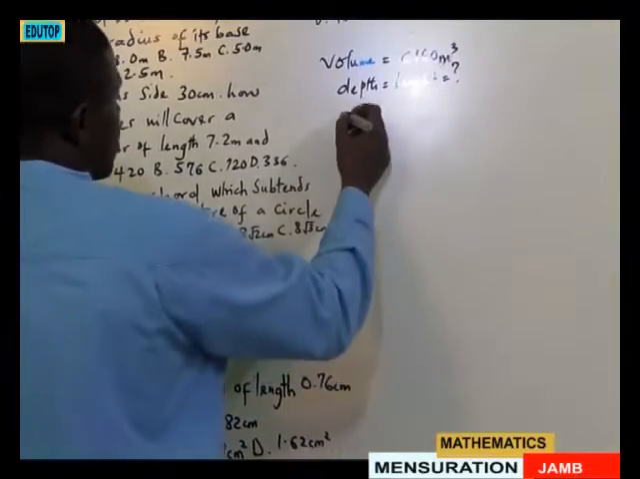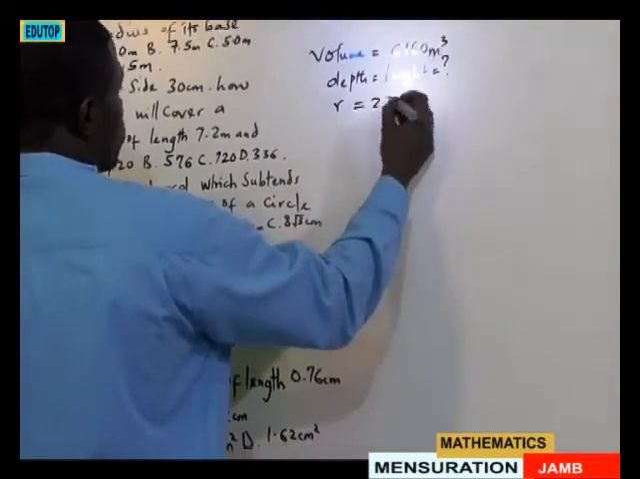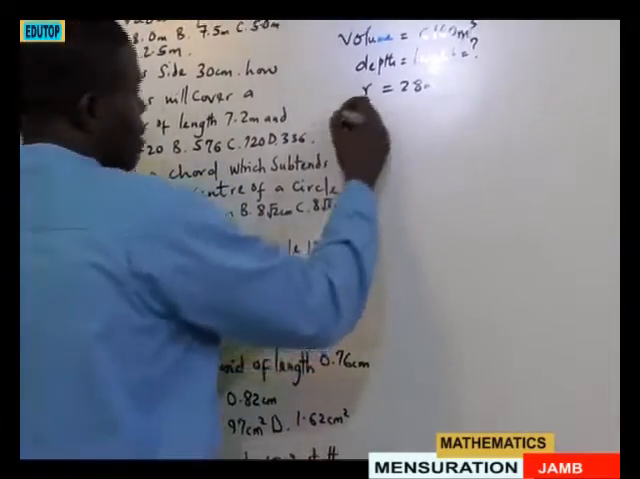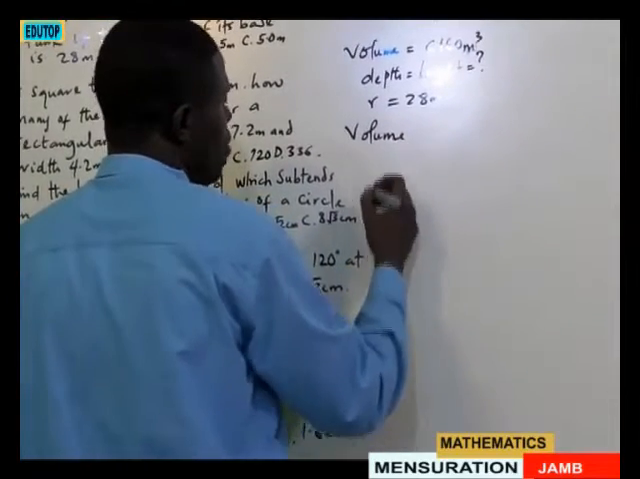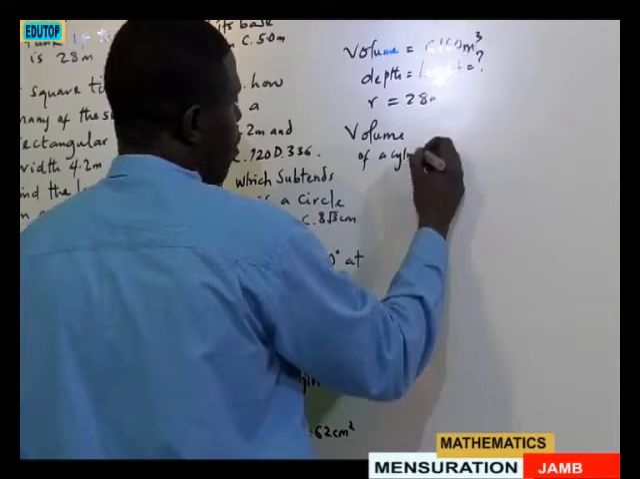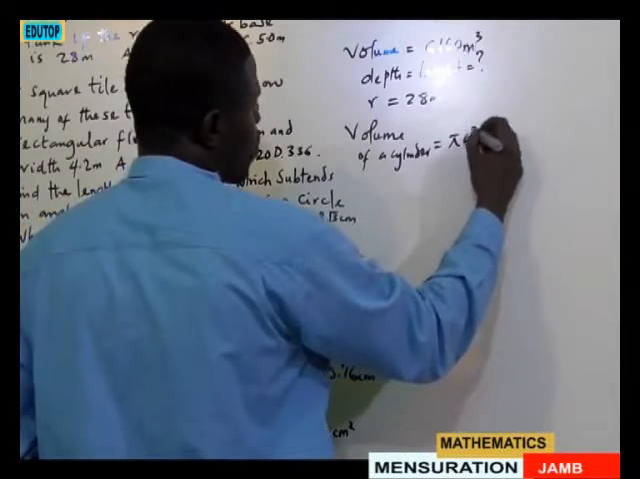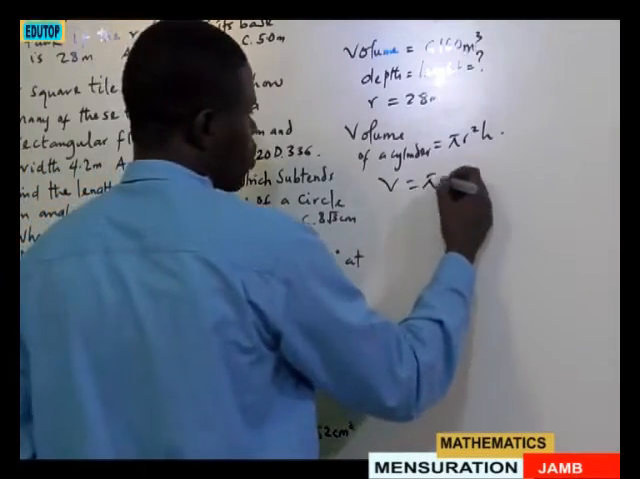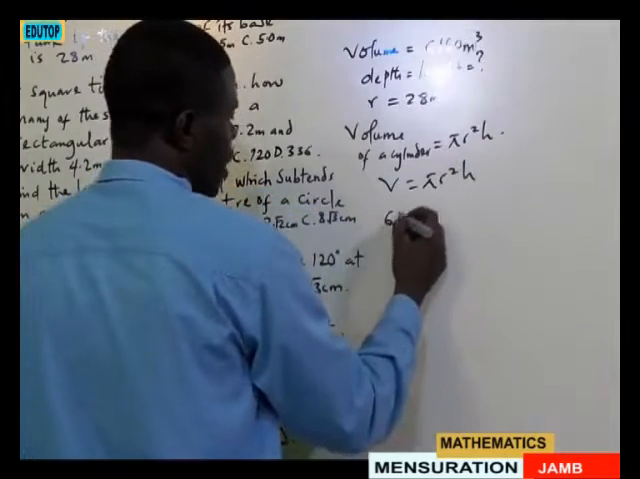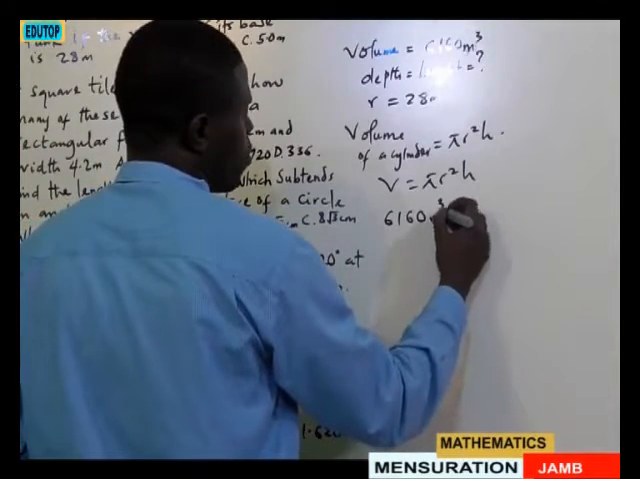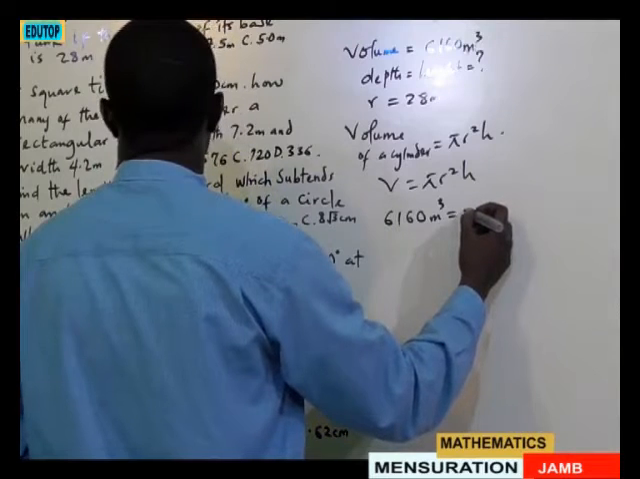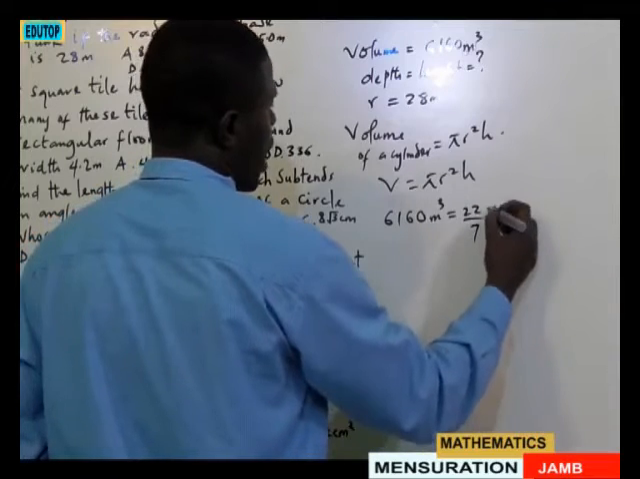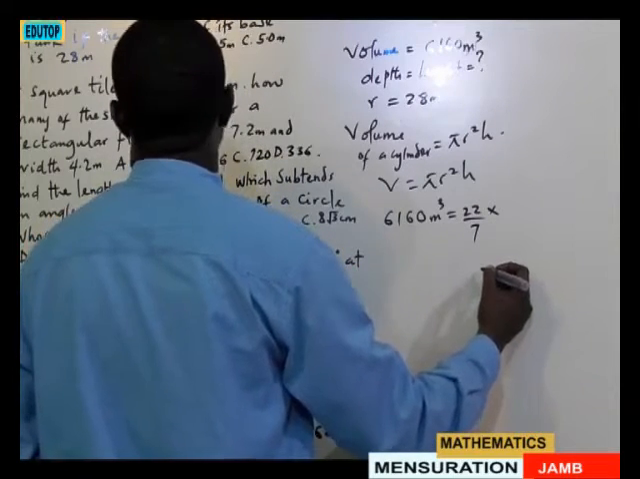If the radius of its base is, so they gave us the radius to be 28 meters. The first thing we need to recall here is the volume of a cylinder, which I gave in the last lesson. So we have volume of a cylinder. The formula is pi r squared h. Now the volume has been given to us, V equals pi r squared h. The question gave us the volume, that's 6,160 meter cube equals to pi. So do we know pi? Pi will definitely be 22/7, it is a constant, times the radius. What is the radius that is given in the question?